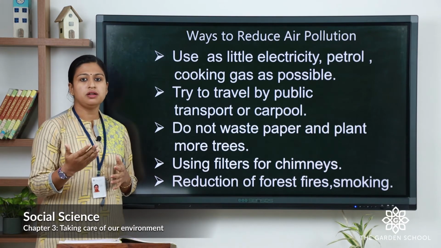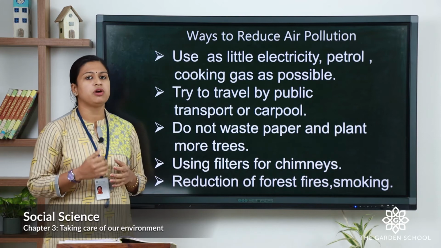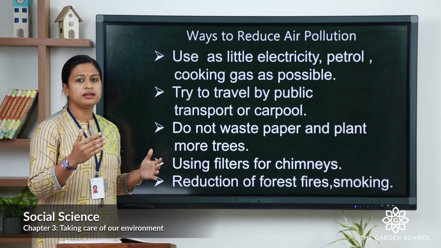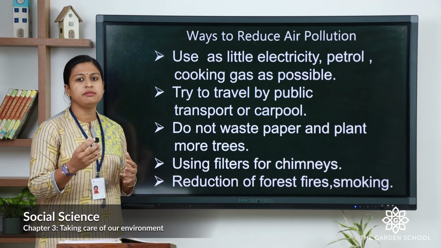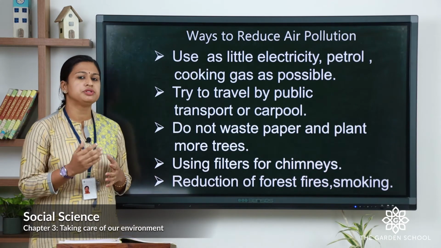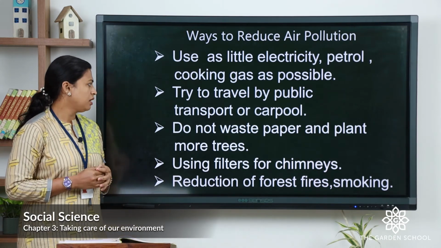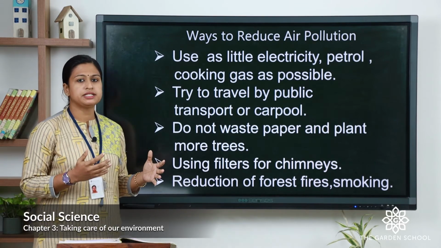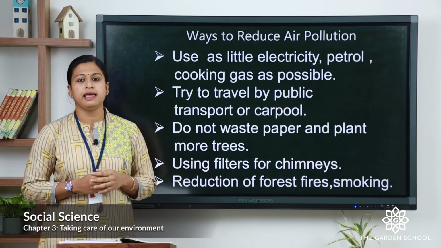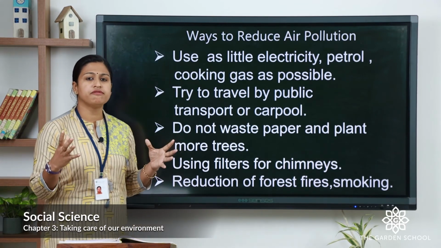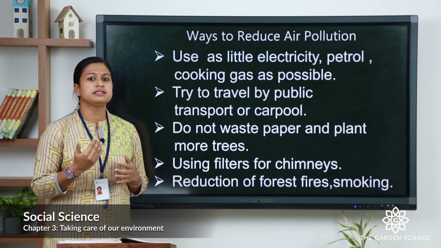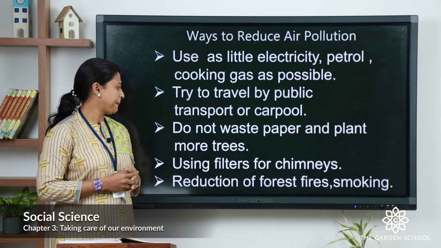You have to turn off the lights and appliances when not in use. Travel by public transport and make less use of private cars and motorbikes. Even using a carpool system is a good idea to reduce air pollution. Do not waste paper and plant more and more trees. Trees keep the atmosphere clean and healthy. They absorb the harmful carbon dioxide gas and release oxygen, which is essential for us.